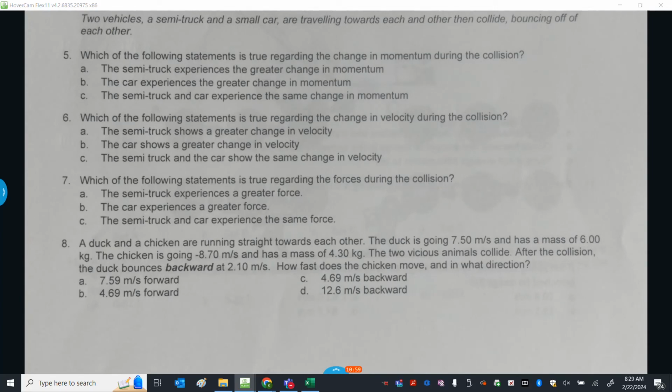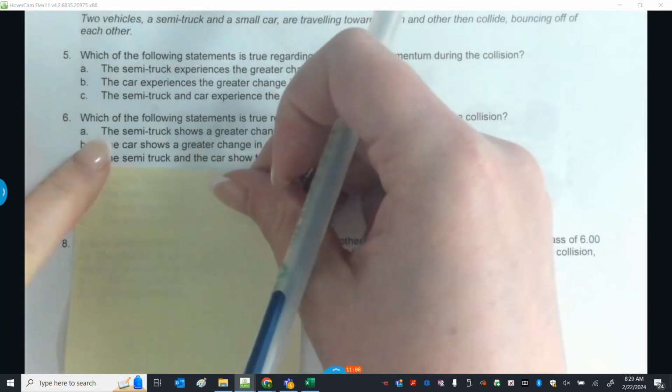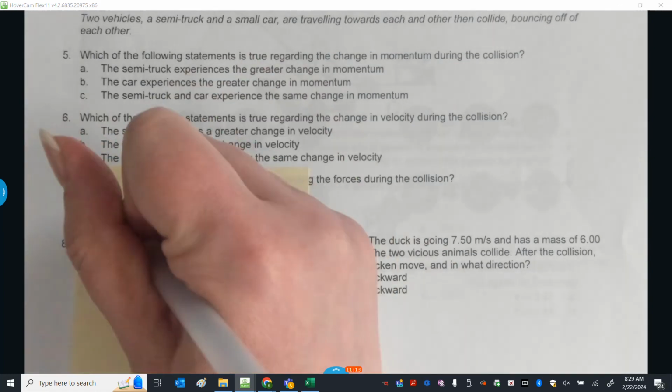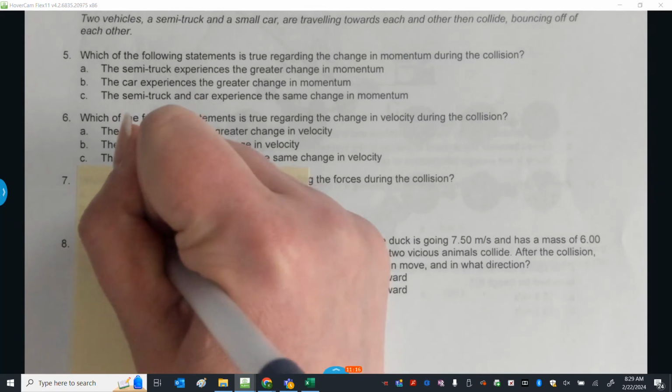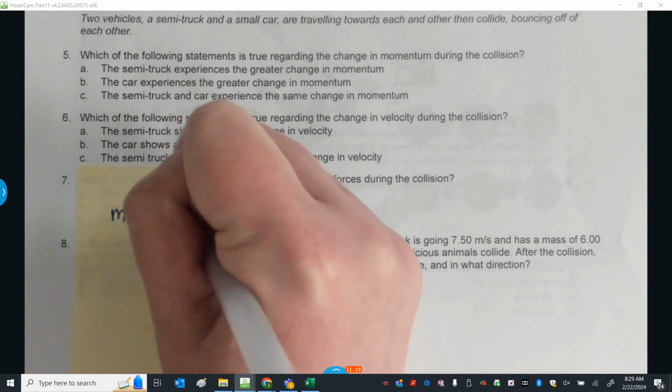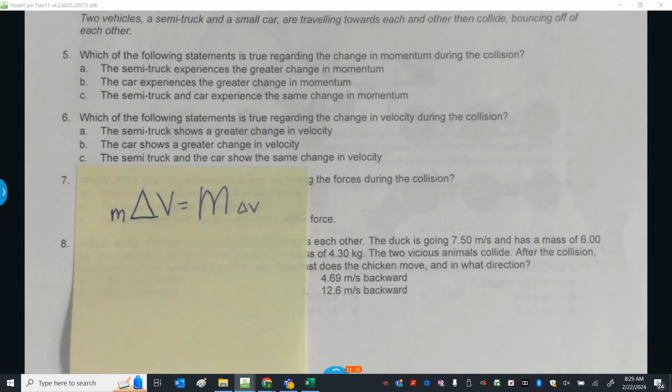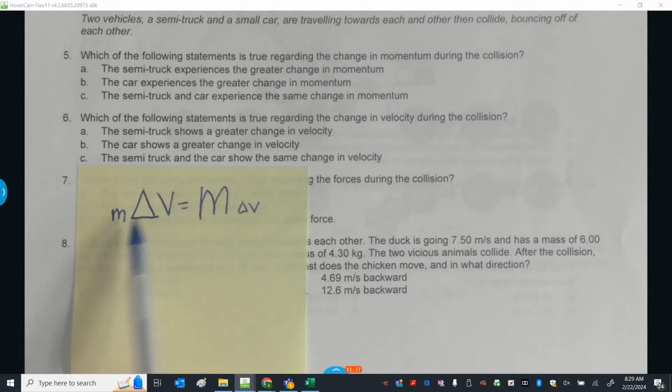Okay, so number 6 says, which of the following statements is true regarding the change in velocity during the collision? And we talked about this in class as well, multiple times. We said if the change in momentum has to be the same, which it does, then that means that the object with the smaller mass has to have a larger change in velocity than the object with the large mass, which would have a smaller change in velocity, so that the two are equal. Because they have different masses, they absolutely have different changes in velocity. They don't have different changes in momentum, but they do have different changes in velocity. Because in order for the change in momentum to equal the change in momentum, that has to be true.